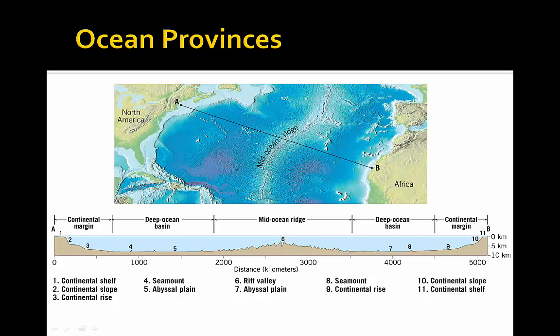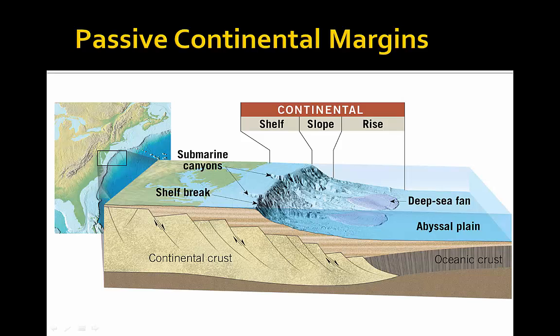There are three major ocean provinces: continental margins, deep ocean basins, and mid-ocean ridges. Now keep in mind when you look at these profiles of the ocean floor, the slopes are exaggerated. There are two types of continental margins, and they are distinguished based on whether there is tectonic activity associated with them. Passive continental margins occur in areas like the east coast of North America, where there are very few strong earthquakes or volcanic activity. Passive margins can be further broken down into three sections.